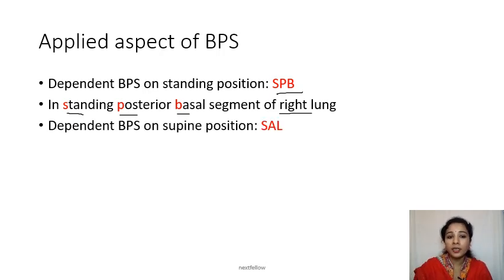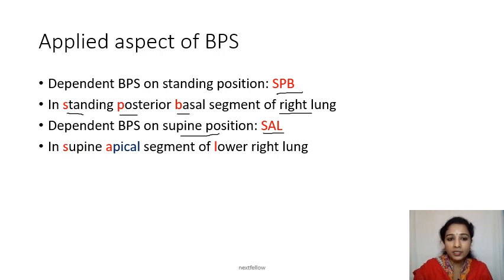The dependent bronchopulmonary segment in supine position, you can remember the abbreviation as SAL: S for supine, A for apical, and L for the lower right lung. So this is the most dependent in supine position.